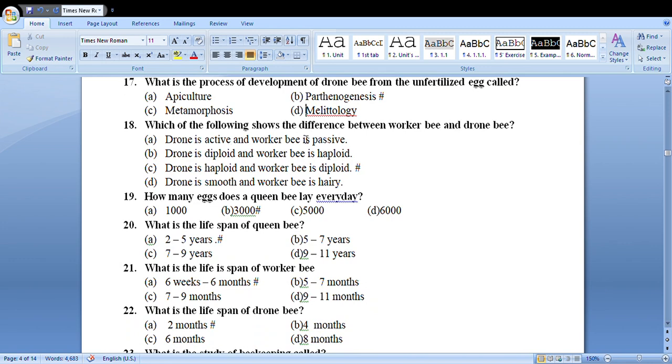Which of the following shows the difference between worker bee and drone bee? Drone is active and worker bee is passive. This is not correct. Drone bee is diploid, worker bee is haploid. This is not correct. Drone bee is haploid, worker bee is diploid. This is correct. And this is also not correct.